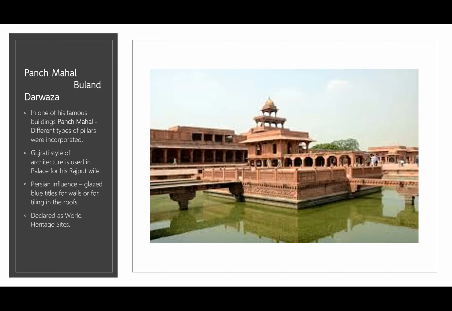Then is your Panch Mahal and the Buland Darwaza, right? These are the 2 most important buildings. Now, in one of his buildings, the Panch Mahal, different type of pillars were incorporated. Gujarati style of architecture is used in the palace for his Rajput wife.